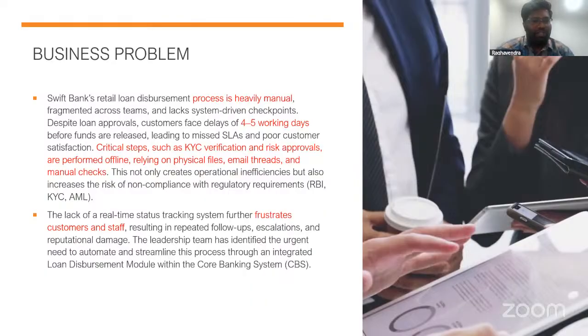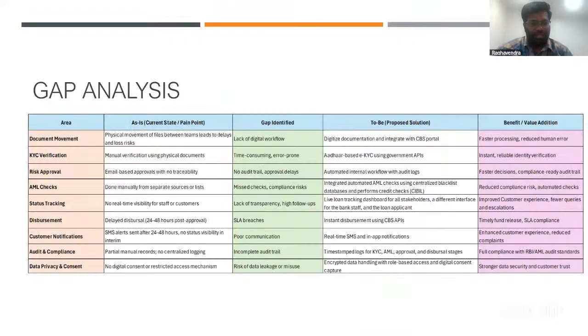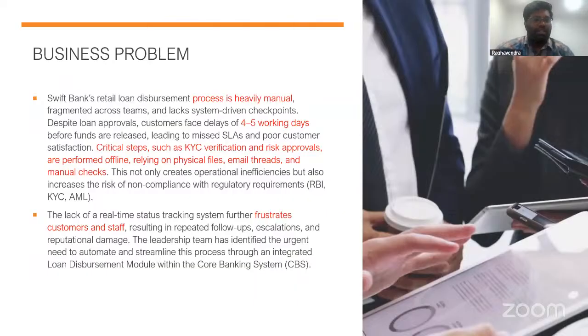So here, the banking leadership team has identified an urgent need to address all these issues. They need to automate and streamline the process through an integrated loan disbursement module within the core banking system. The core banking system is the existing banking system the bank uses for their operations. So we are introducing a new module into the CBS system.